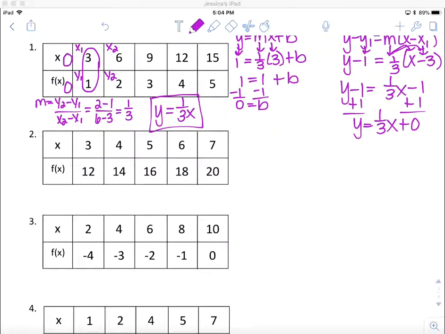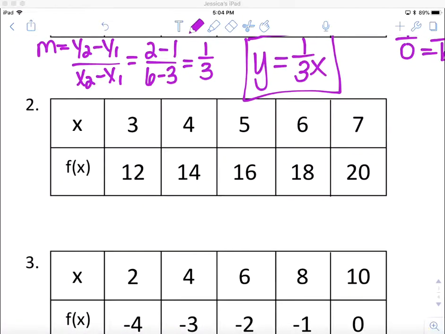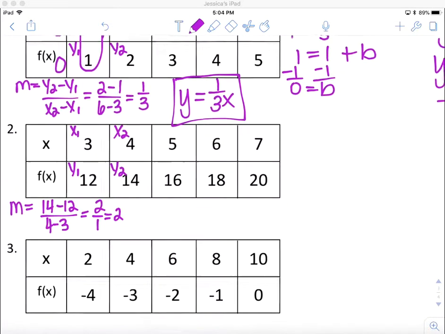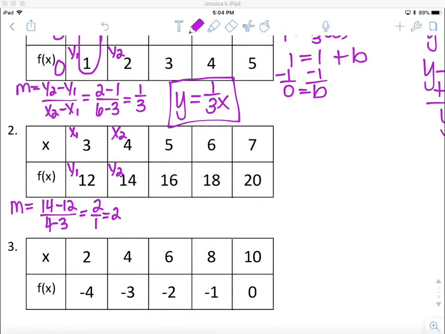Looking at number 2. First, I'm going to find my slope. So again, I have my x1, y1, x2, and y2. Plugging this in, I have 14 minus 12 over 4 minus 3, which means my slope is 2 over 1, or 2. You can look for the pattern and try to find your y-intercept, or you can plug it into y equals mx plus b, or point slope.